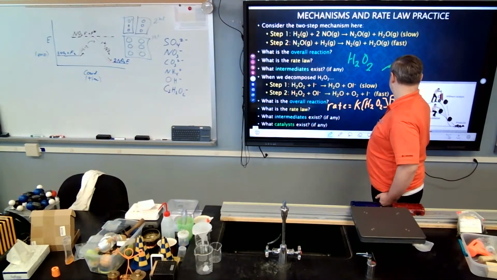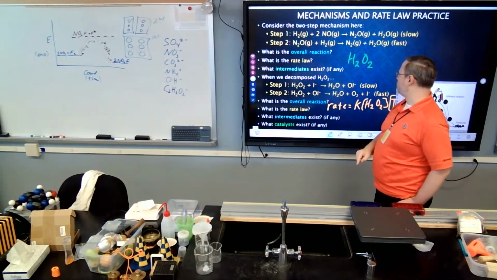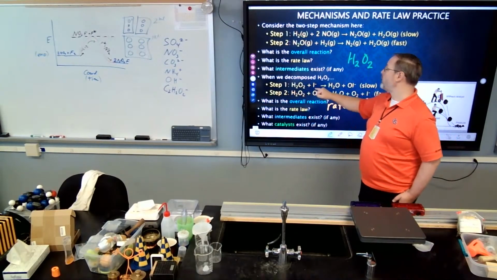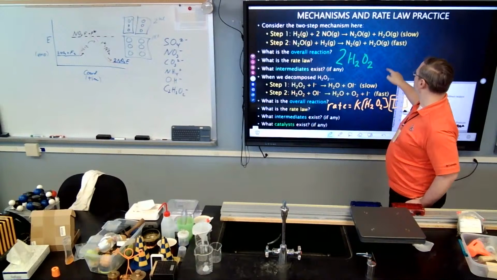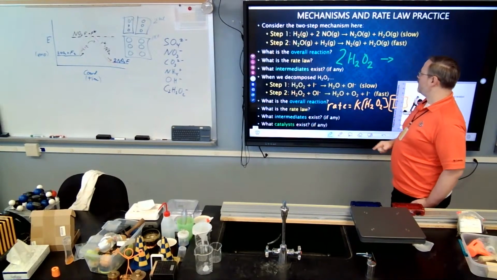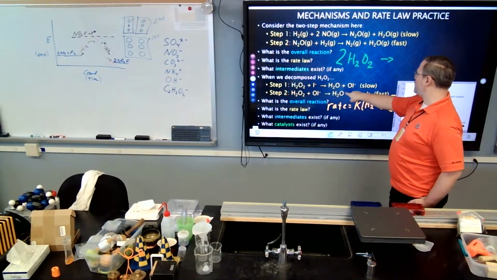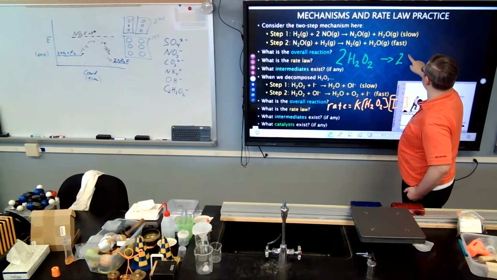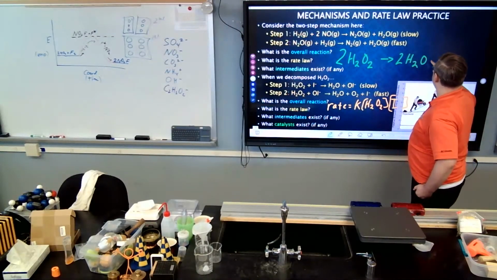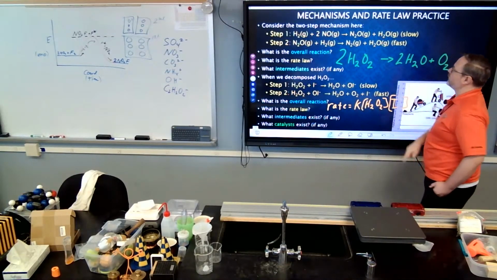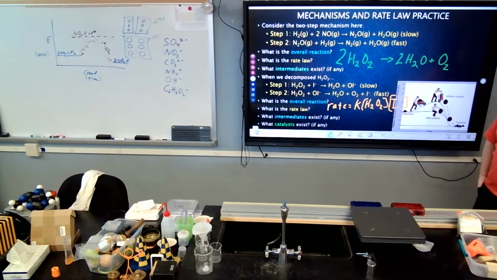Weird. That was strange. H2O2. You got two of them in the mechanism. Two. And then you got two H2O and a single O2. And look, this is our basic hydrogen peroxide decomposition that we've used a million times.